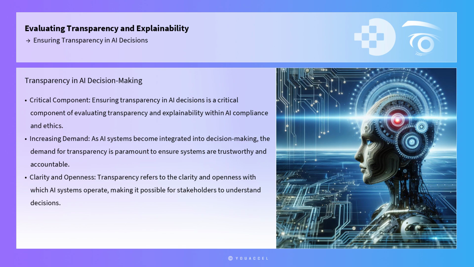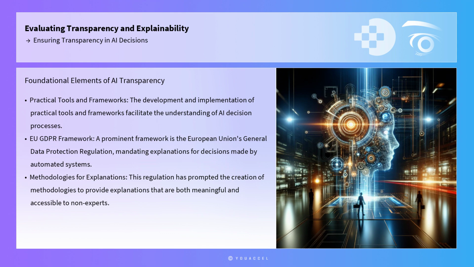Transparency in AI decision-making refers to the clarity and openness with which AI systems operate, making it possible for stakeholders to understand how decisions are made, the factors influencing those decisions, and the potential outcomes. One of the foundational elements in achieving AI transparency is the development and implementation of practical tools and frameworks that facilitate the understanding of AI decision processes.